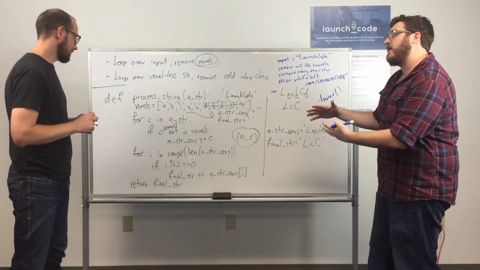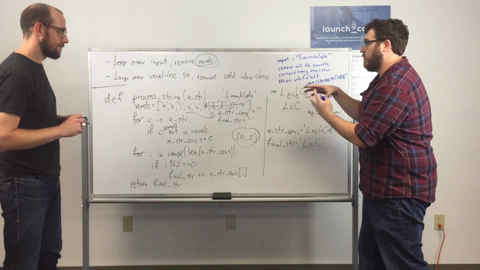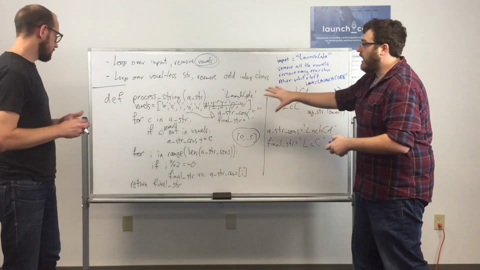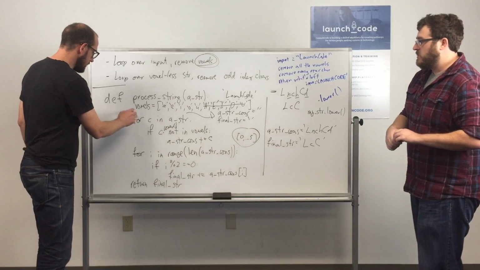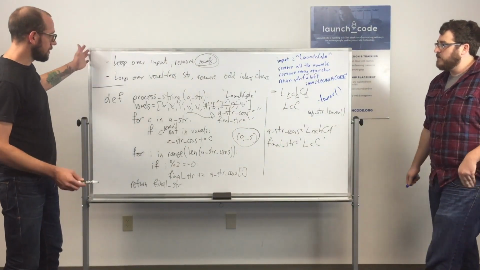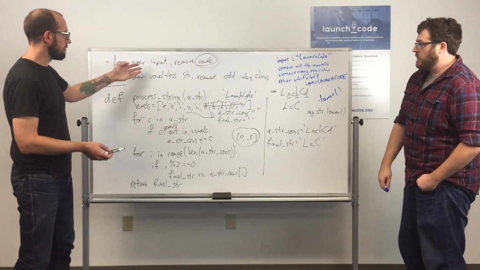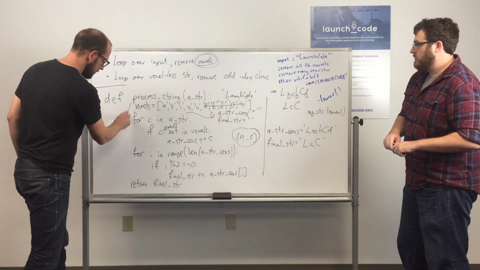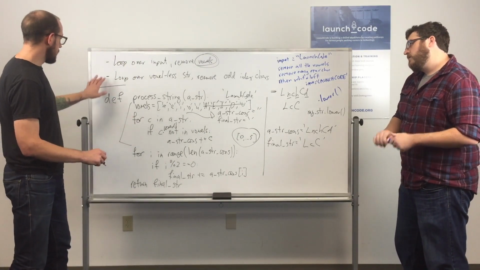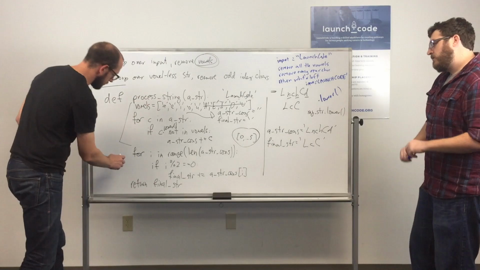Typically as programmers, we try not to do that. We want to have one function doing one specific thing. So how can we break this into multiple functions? Yeah, so I guess the two things I'm doing are these two steps that I outlined at the very beginning. I'm taking out the vowels, that's basically that piece. And then I'm taking out the odd index characters, which is that piece.